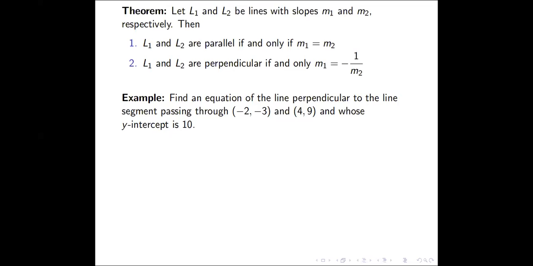Now, we want a perpendicular line to the line segment. So again, to get the equation of a line, we need two things: its slope and either a point on it, or particularly the y-intercept, which is, of course, a point on it. So let's solve the problem. First step, find the slope of the line. Rather here, the line segment.